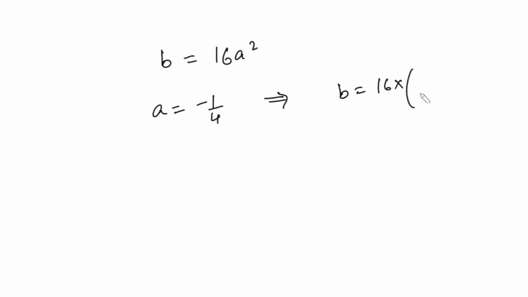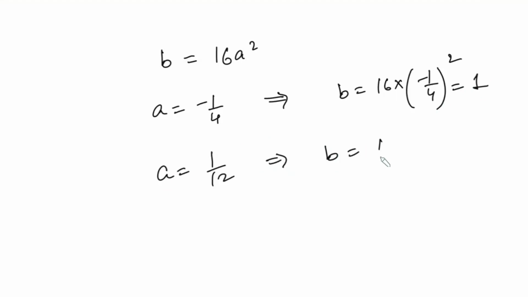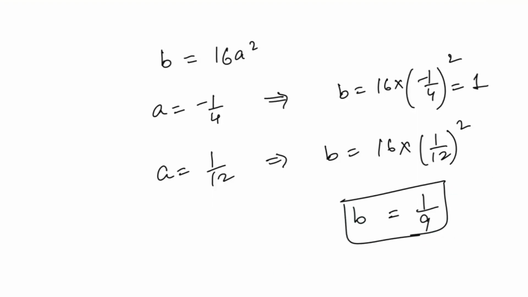Now we have the values of A. We can find the values of B. B is equal to 16A squared. So when A is negative 1 over 4, in that case, B will be equal to 16 times negative 1 over 4 squared. So that is 16 times 1 over 16, so 1. And when A is equal to 1 over 12, B will be equal to 16 times 1 over 12 squared. And that's 16 times 1 over 144, that is 1 over 9.